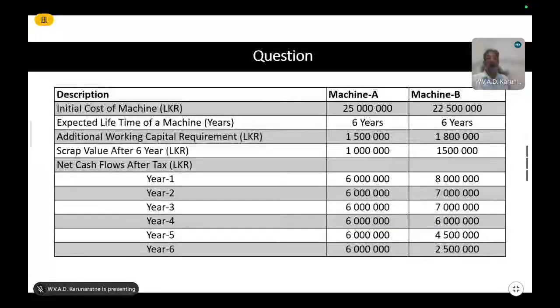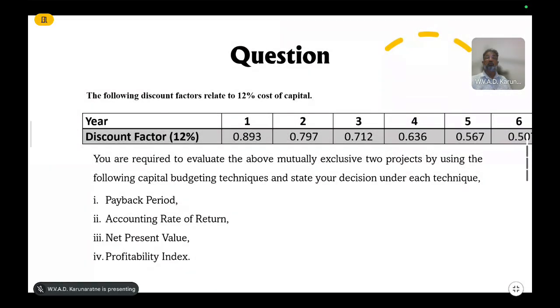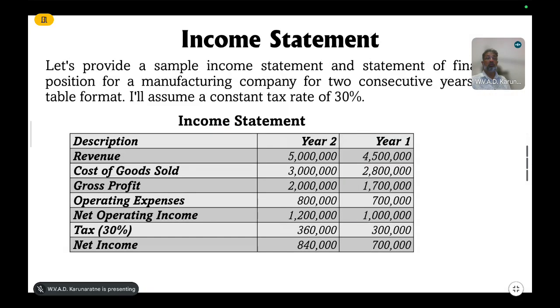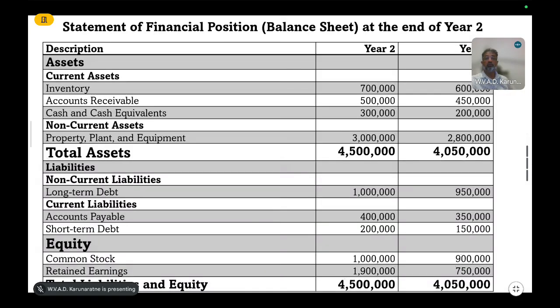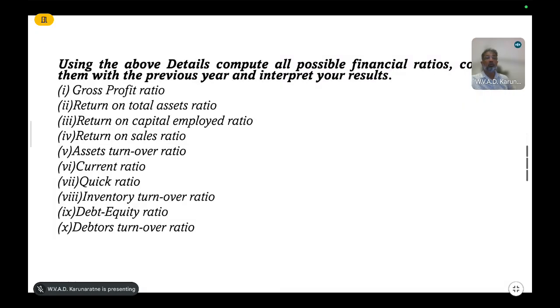So ultimately you have to evaluate them. You can see the scrap value, the additional working capital requirement, the initial cost and the lifetime of the project. Then you have to prepare two tables to compute NPV for project A and project B. Right? Here you are given another question to practice, to compute this kind of ratios. Right?